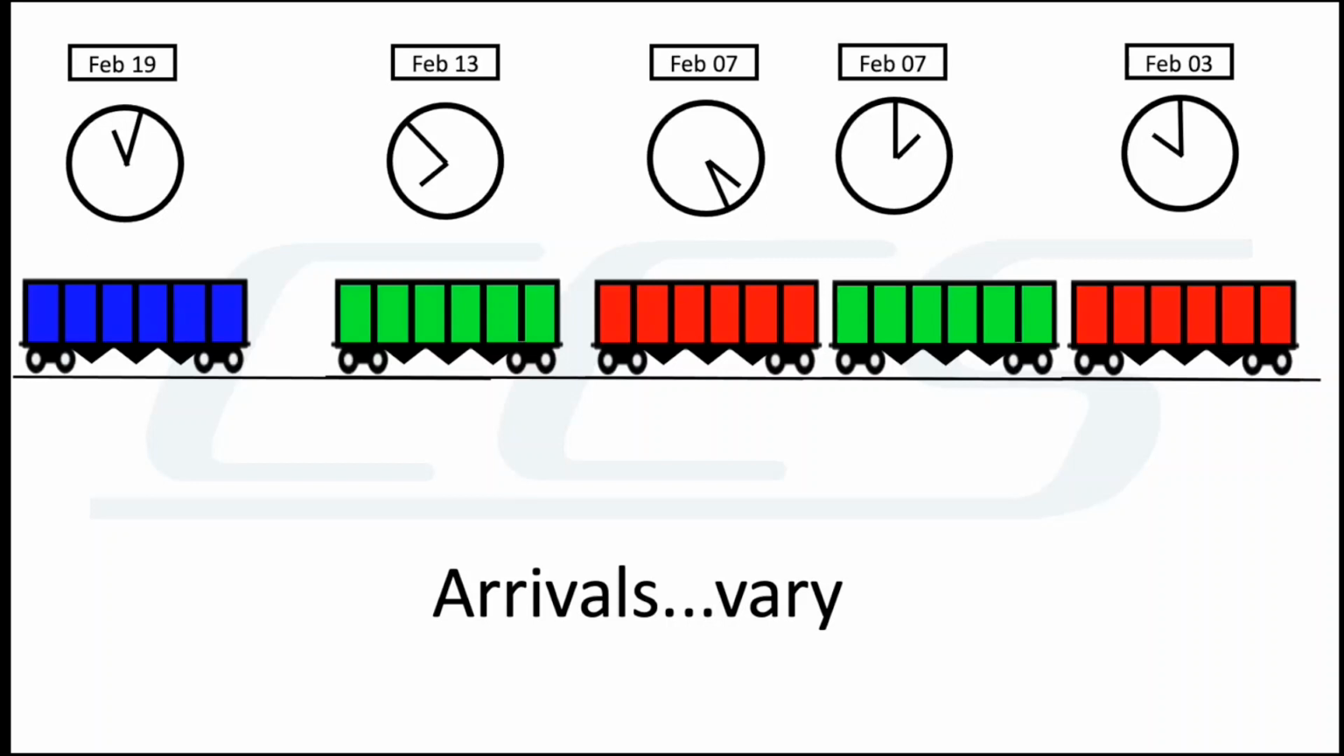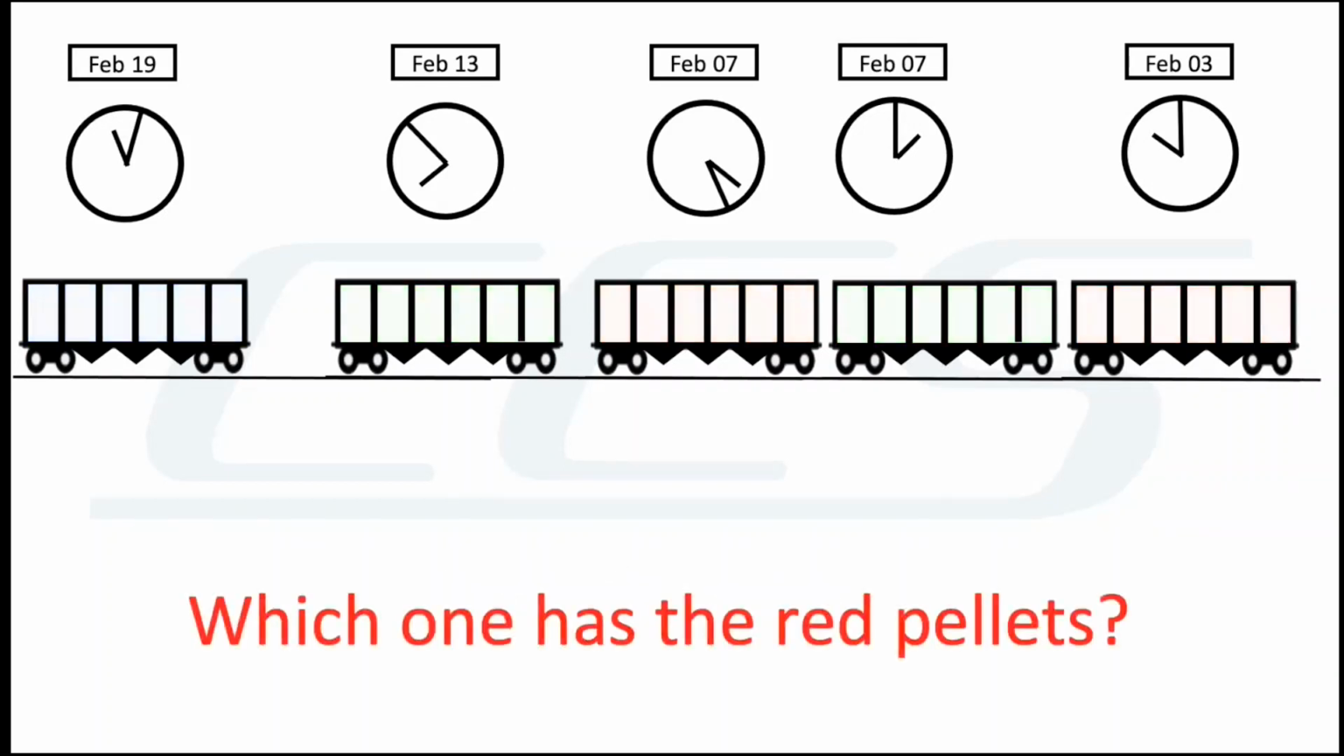A rail car has to be unloaded in sequence, so they're going to show up not necessarily in the order that you want them. The second thing is, you really can't tell from the outside of the rail car what's in them, can you? We can't tell here which one has the red pellets.